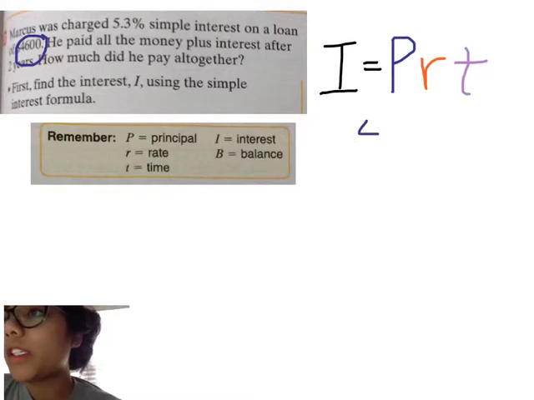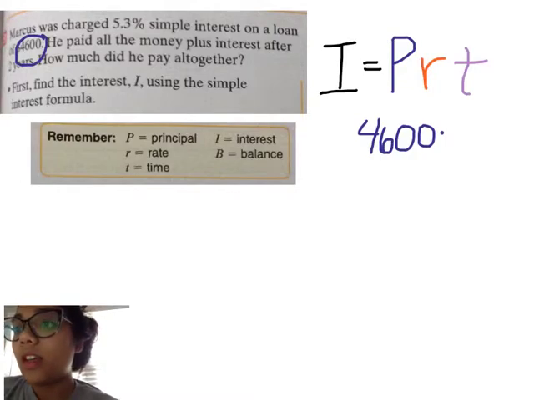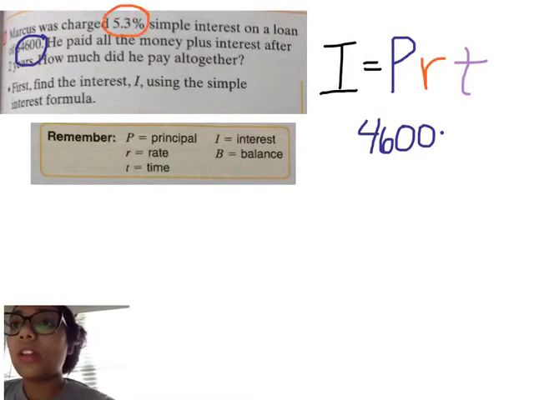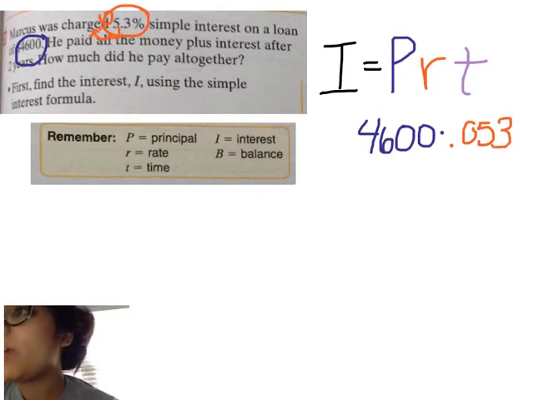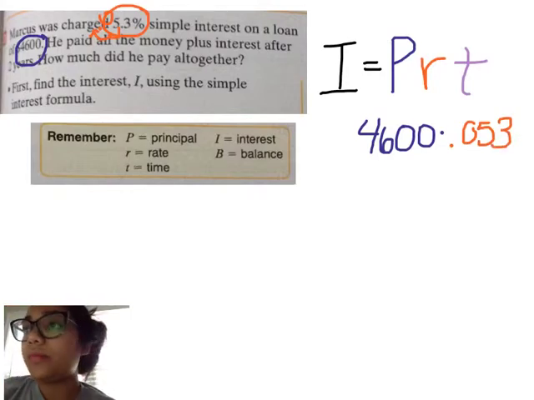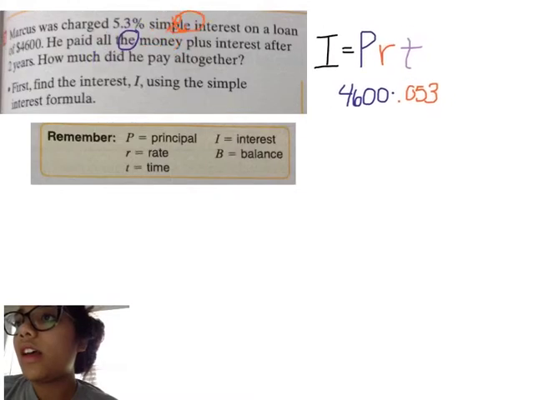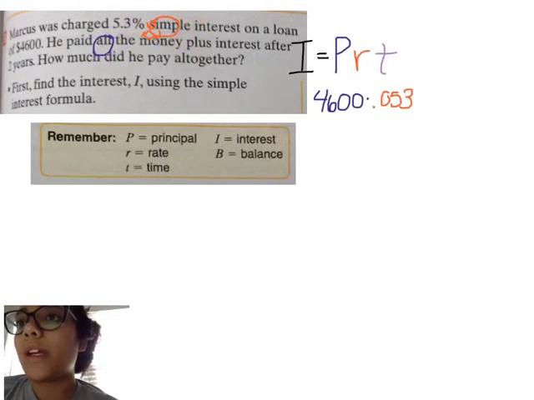So I'm going to plug in $4,600 for P, times my rate. My rate is 5.3%. I need to change my rate to a decimal, so I'm going to move my decimal 2 times to the left, and I'll have 53 thousandths. So times time, which is 2 years.